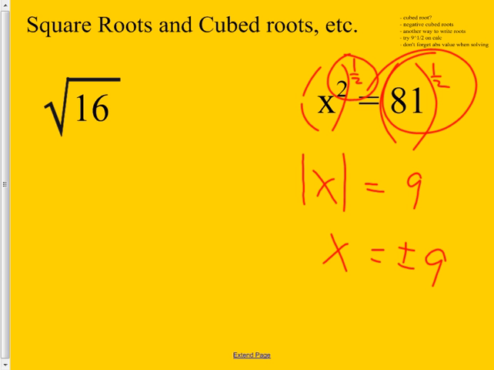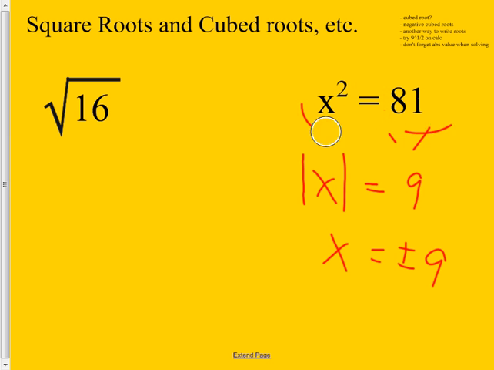Now let me explain the difference here. How come on this one I could say the answer was just 4? But on this one, I have to say the answer is plus and minus 9. Well, because on this one it means positive square root. That's what that symbol means. Do you see that symbol over here anywhere? No, you don't.